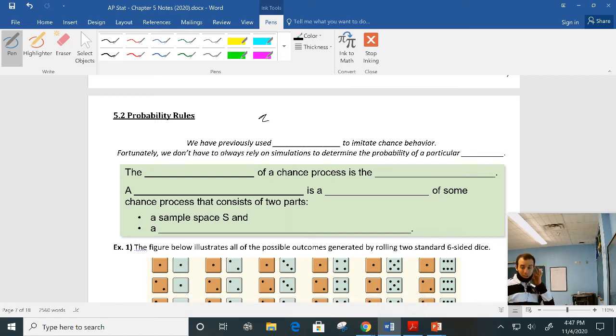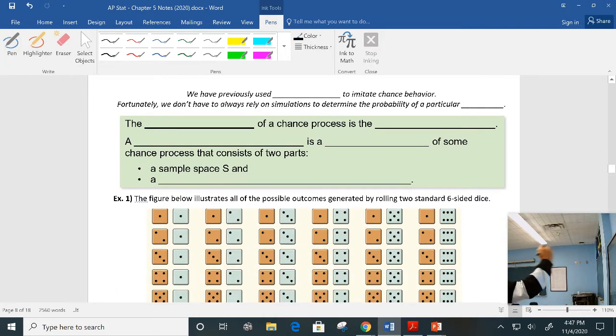All right, guys, we're going to continue to talk about probability and probability rules. A lot of the stuff in this chapter is going to be example-based, and with probability, the more examples you do, the better you'll get with it. But we'll go through some of the notes and some of the things that you need to write down, and then we'll do a lot of examples during class.